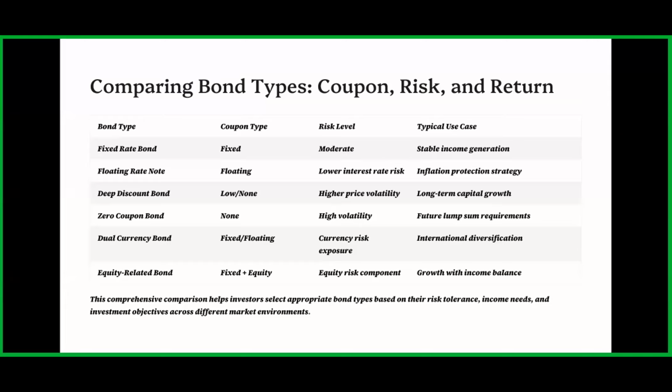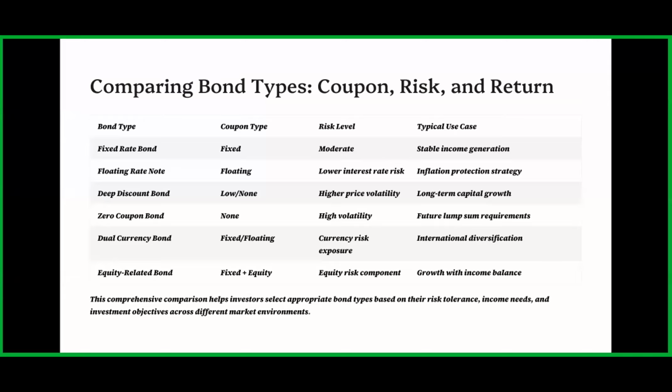Next one is the typical use case. When we use which type of bond? When an investor wants a stable income, then he will invest in a fixed rate bond. When he wants to protect his investment from inflation, because as per the inflation and market conditions the coupon rate is changed in the floating rate note, so when the investor wants inflation protection or protection from other market conditions, then he will invest in the floating rate note.